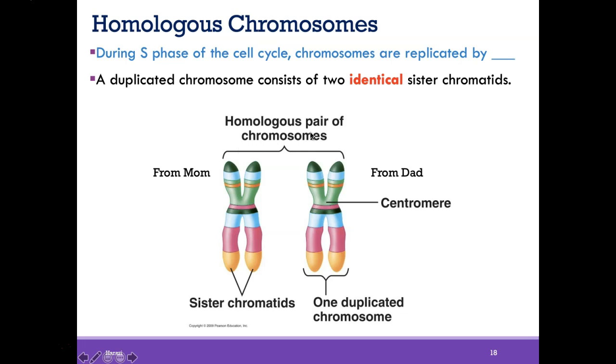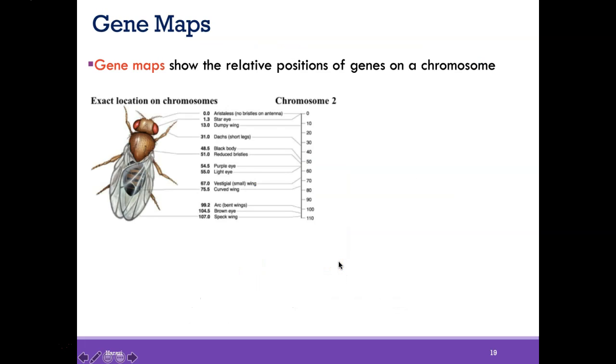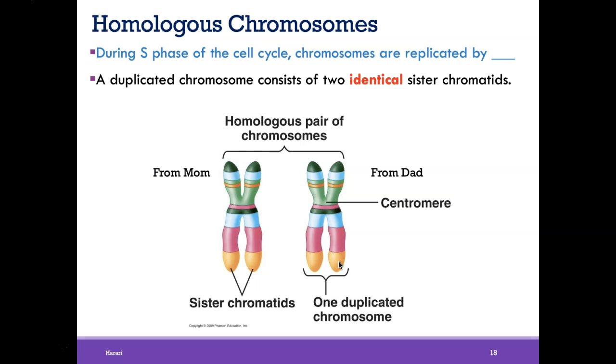So here we have a homologous pair of chromosomes because they have the same structure, same order of genes. We have one from mom and one from dad. During S phase, each of these were copied, and now they have a sister. So this represents one duplicated chromosome. A duplicated chromosome consists of two sister chromatids. So I hope that makes some sense.